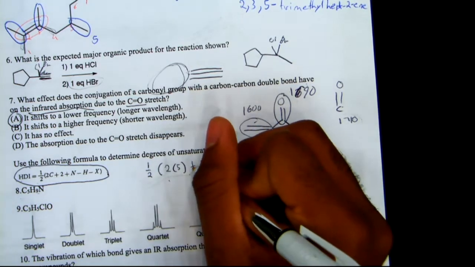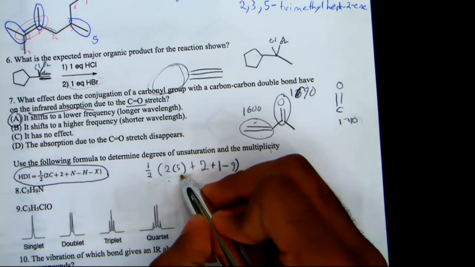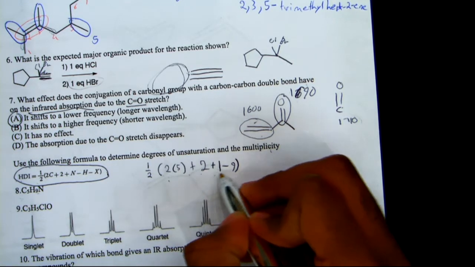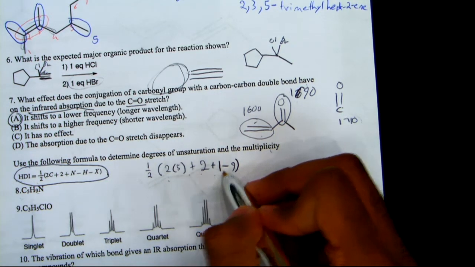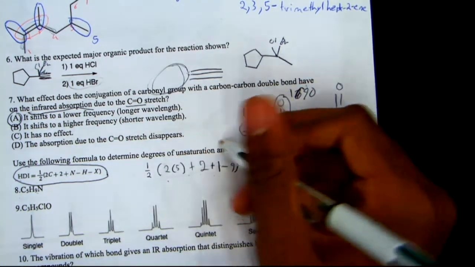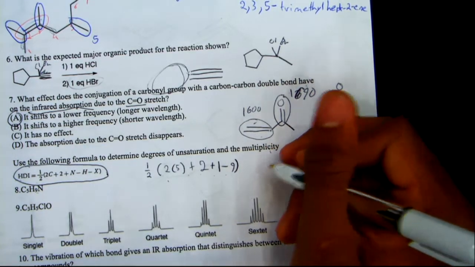2C plus 2, plus 1, minus 9. Oh, okay. All right, so you're saying the final number you calculated is 13? So you said 2 times 5 plus 2 minus 9.